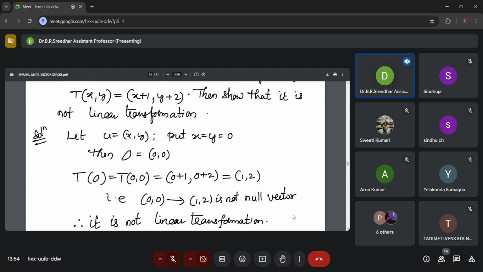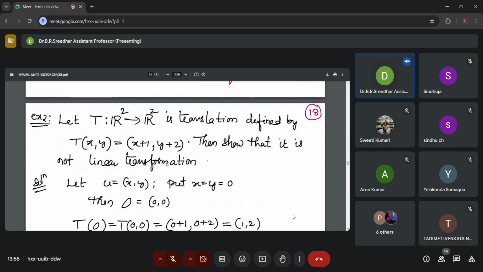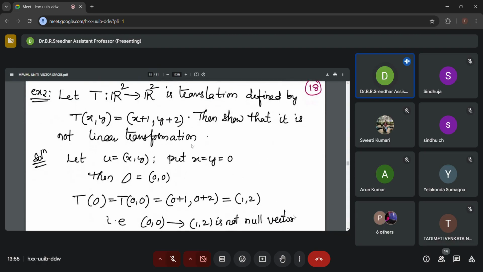I took u is equal to x comma y. U is a subset of the domain set, a subspace of the domain V. Now I consider x and y are 0, comma 0. So the 0 vector is 0, comma 0. Their translation is T of 0, which is T of 0, comma 0. Please catch the statement. T of 0, comma 0.